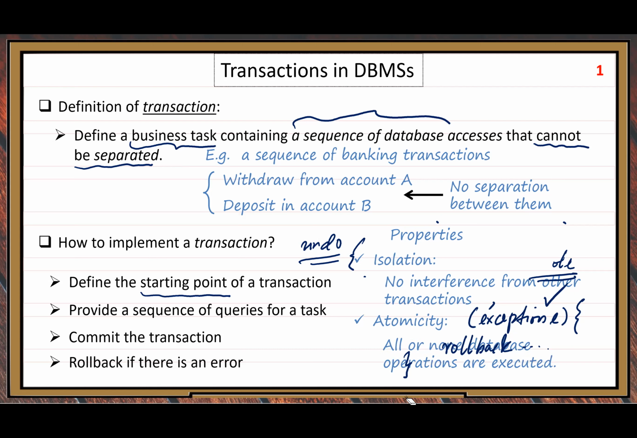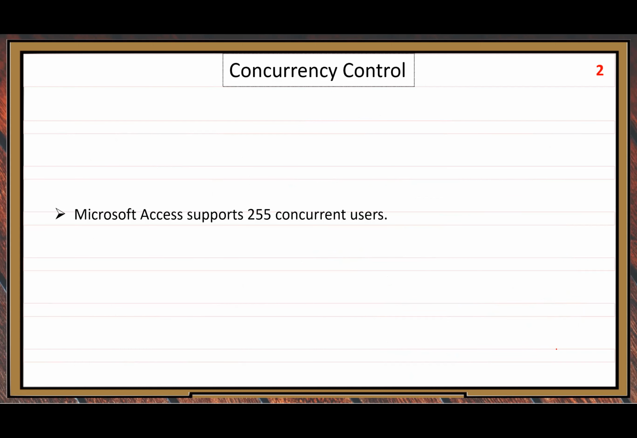Here it's blocked. I cannot erase my handwriting. Either all or none of the database operations are executed. As a whole or nothing. It cannot be partial execution. Zero or whole execution. All right, so that's the transaction concept.